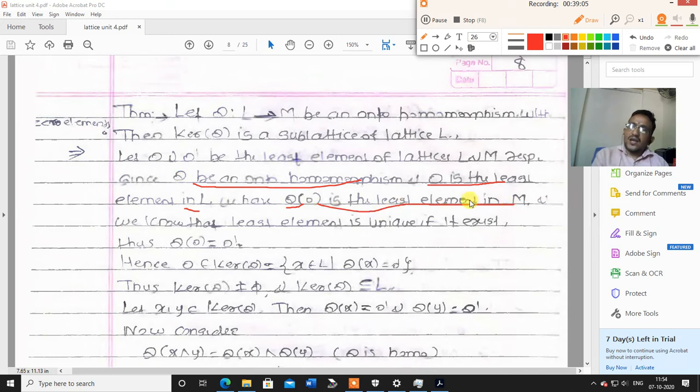Now we are saying that if theta is an onto homomorphism and 0 is the least element in lattice L, then theta of 0 must be the least element in lattice M. And we know that the least element in a lattice is unique. If a least element exists, it must be unique. So theta of 0 is a least element of lattice M, and we have taken 0 dash as also the least element of lattice M. This means these two elements are equal. So we can say that theta of 0 is equal to 0 dash.